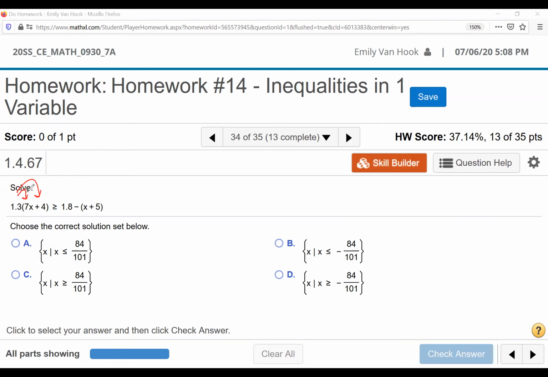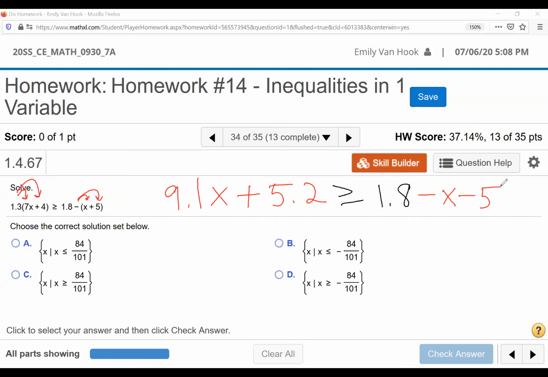That's fine. 1.3 times 7 is 9.1. So that's 9.1x plus 1.3 times 4 is 5.2. So 9.1x plus 5.2. All right, then greater than or equal to 1.8. And now we're going to distribute again. This time we're distributing a minus sign, so treat it like a -1. So minus parentheses x plus 5, that's going to become minus x minus 5.